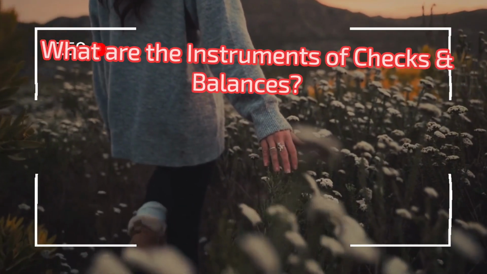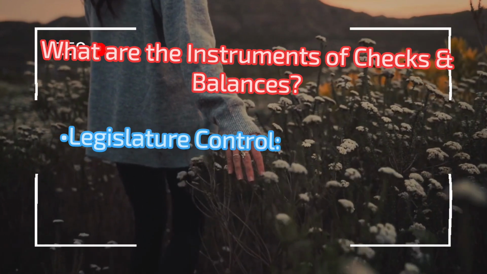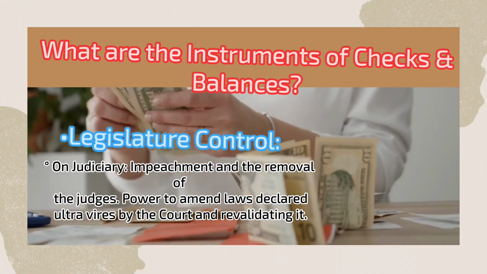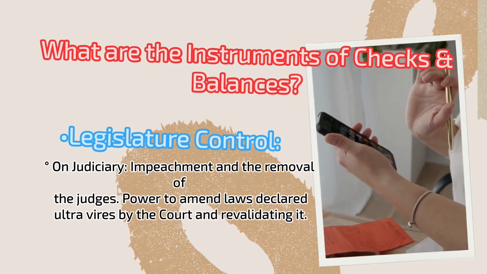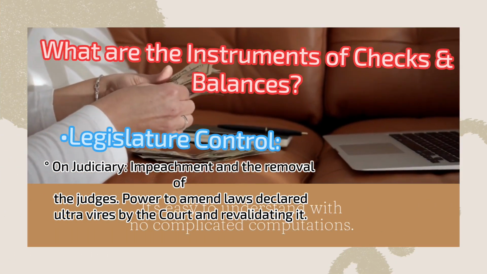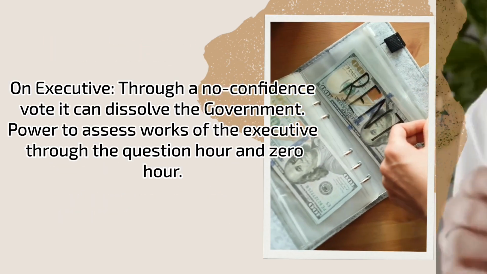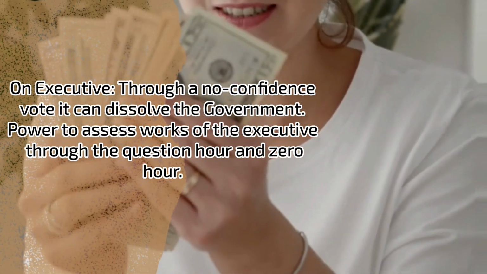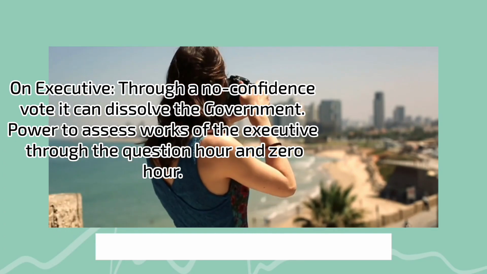What are the instruments of checks and balances? Legislature control. On the judiciary: impeachment and removal of judges, and the power to amend laws declared ultra vires by the court and revalidate them. On the executive: through a no-confidence vote it can dissolve the government, and the power to scrutinize the works of the executive through question hour and zero hour.